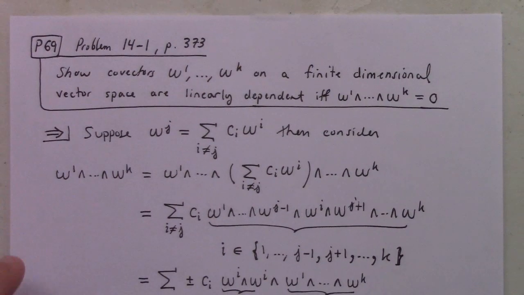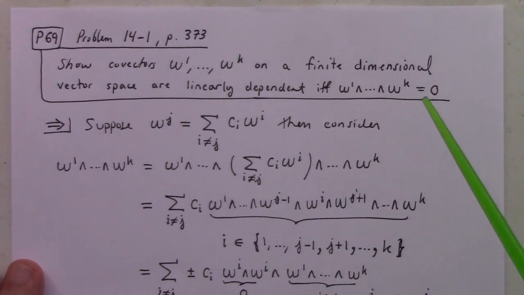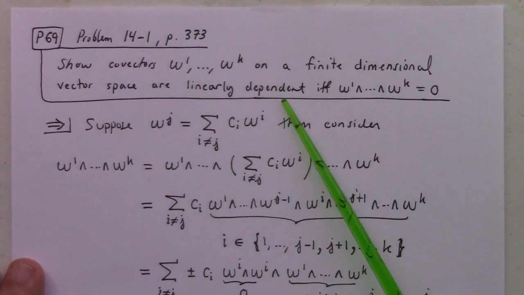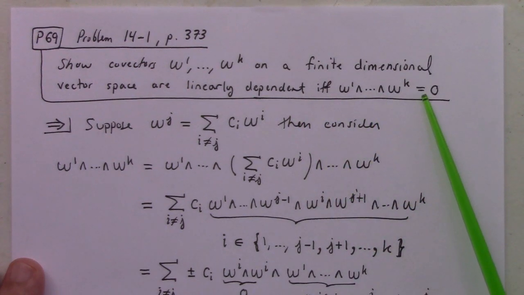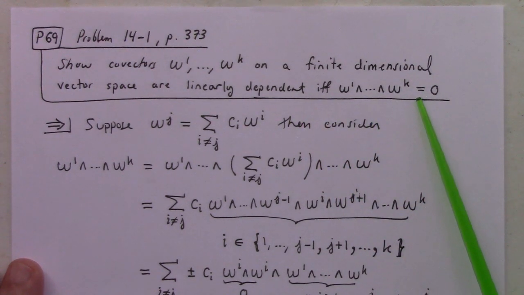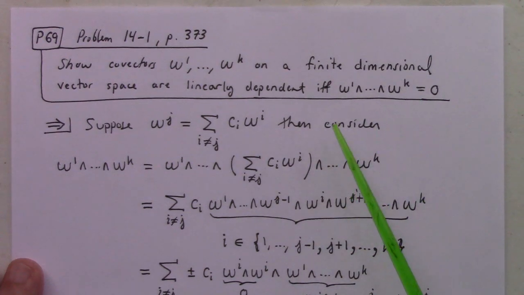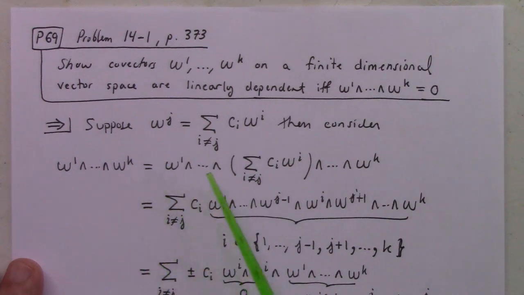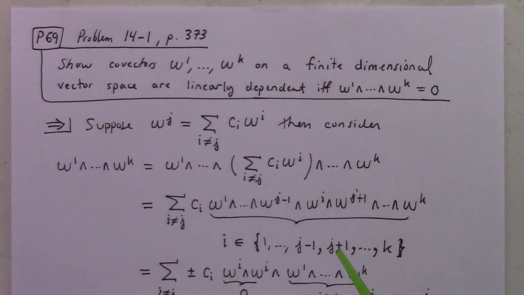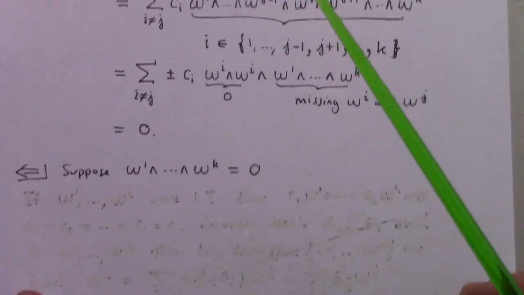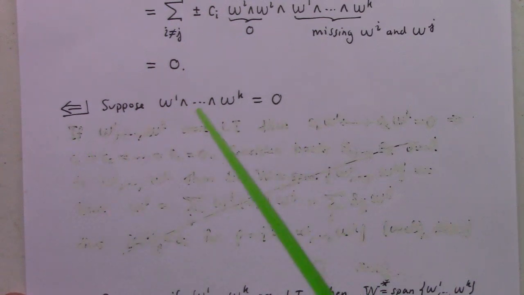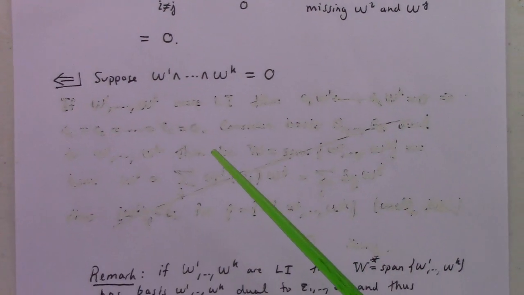Again, if I was to give an in-class final, that would definitely be on my list. Now, show covectors omega 1 through omega k on a finite-dimensional space are linearly dependent if and only if this. Alright, the forward implication is pretty simple, because basically all you have to do is notice that if you write one as the sum of the others, when you take the wedge of all of them, you have a repeat in every term in the sum. And any time you have a repeat in the wedge product of one-forms, you get 0, and as such it's 0. Now the other direction, I found ways to make it complicated.